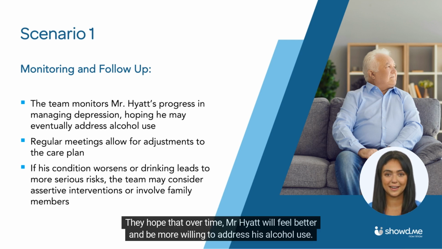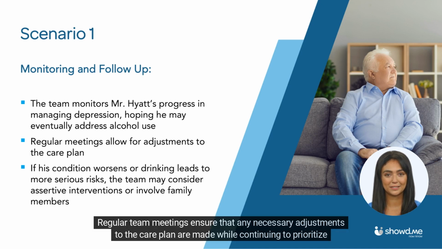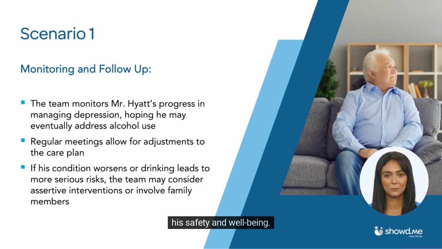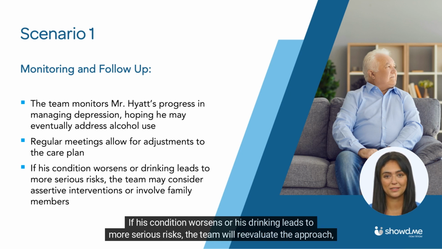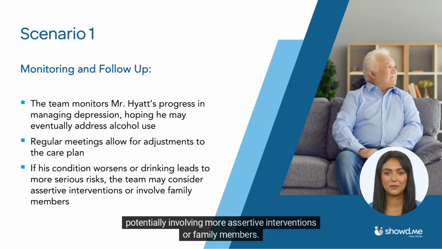They hope that over time, Mr. Hyatt will feel better and be more willing to address his alcohol use. Regular team meetings ensure that any necessary adjustments to the care plan are made while continuing to prioritize his safety and well-being. If his condition worsens or his drinking leads to more serious risks, the team will re-evaluate the approach, potentially involving more assertive interventions or family members.